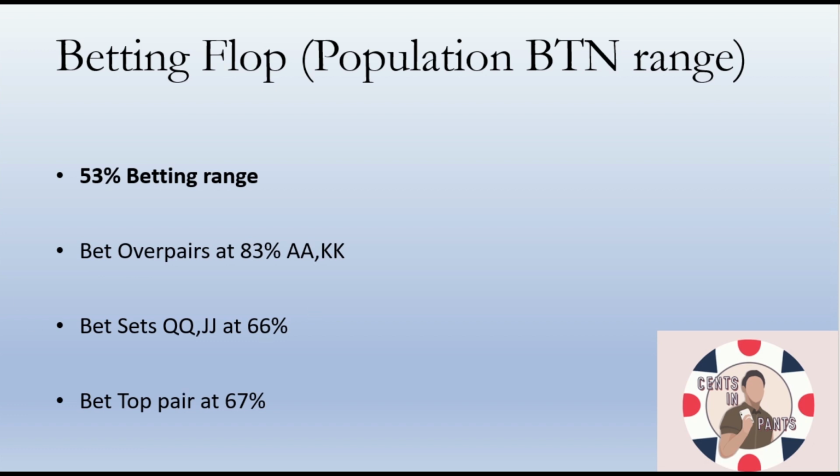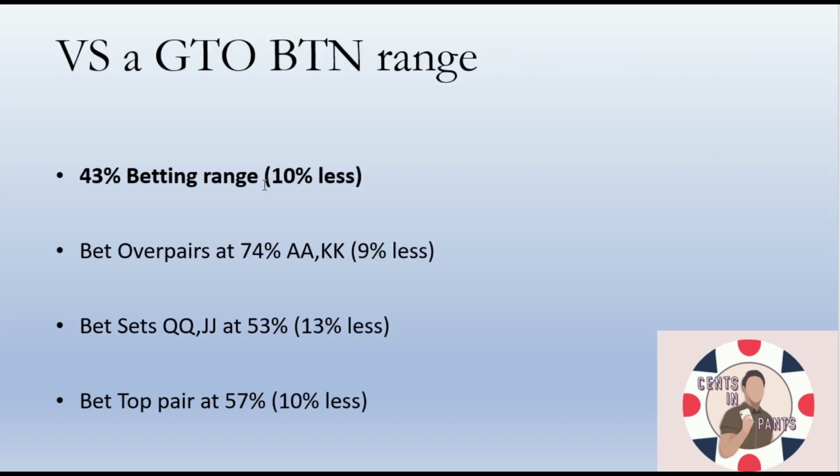So looking at these numbers and comparing them to the GTO button range, you can see how we should be betting less against an opponent that is more GTO aware of playing good pre-flop ranges. We are basically betting 10% less against a GTO button player. You can see the numbers here for yourself.